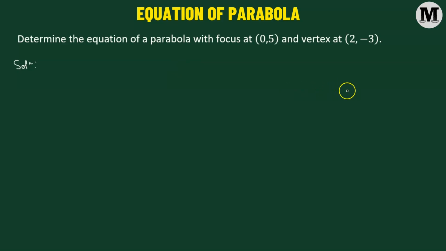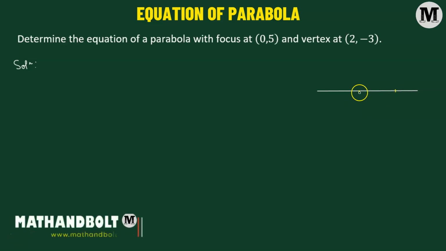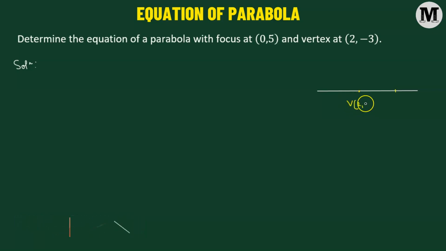What we'll do is consider a straight line, and on this straight line, we're going to consider two points. Let's say one of the points is the vertex V with the coordinates (2, -3), and the other point is denoted by F with the coordinates (0, 5). Now, by definition, any line on which the vertex and the focus of a parabola lie is referred to as the axis of the parabola. So this particular straight line is going to represent the axis of the given parabola.